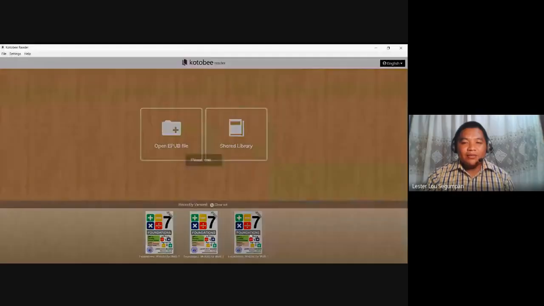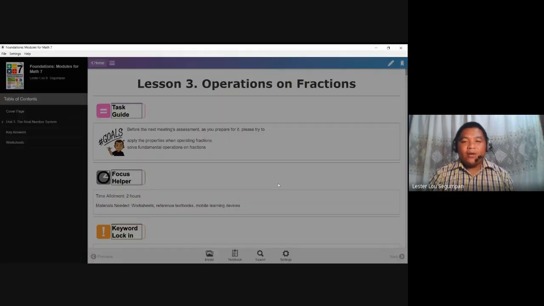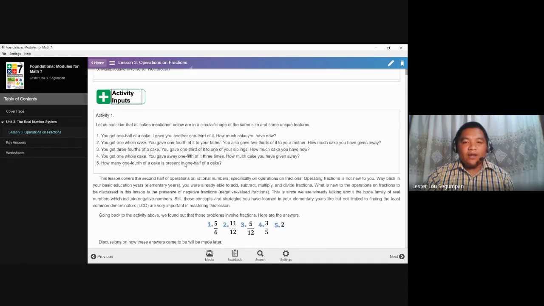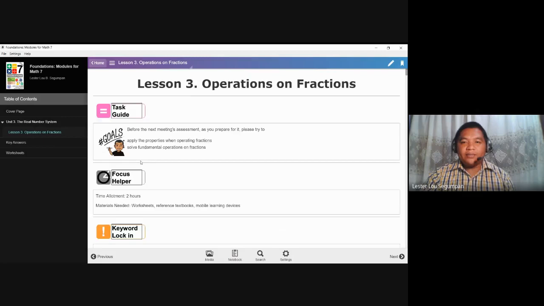For the moment, we are going to share to you the material already opened in the Kotobee Reader application software. This is the third module. Let me click this one. While waiting, again, fractions is the second half of the rational numbers. But still, we are going to use concepts on operations of integers when we talk about fractions. We're going to see it later. Now, this is the content of the module. It's been loading.